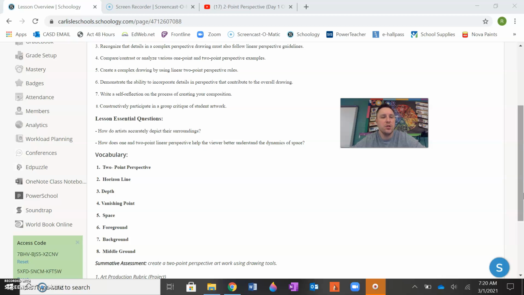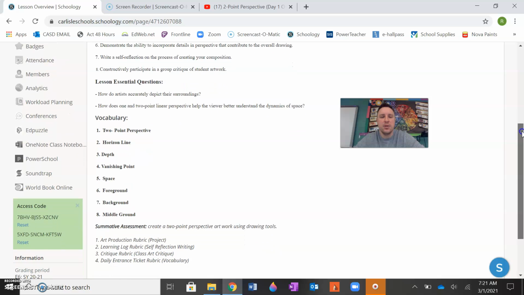And then your vocabulary words, you have 8 as you always do. Your words are 2-point perspective, horizon line, depth, vanishing point, space, foreground, background, and middle ground. All of these words and definitions apply to your project and even the production of the project. So they are important, and you will be introduced to each one of those words with each day of the assignment.